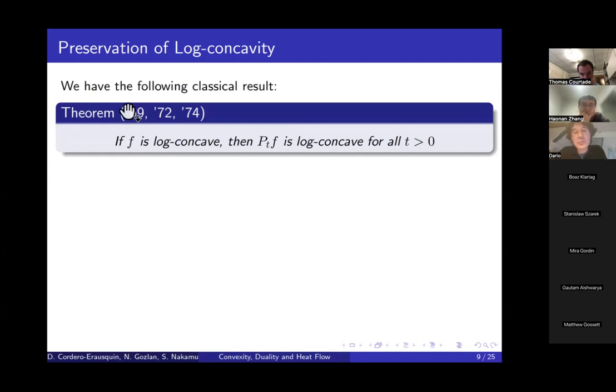Sometimes this is attributed to Prékopa, which is the second date here, because indeed, as we will see, it follows from a general result of Prékopa. And here the third date is a paper by Brascamp and Lieb. Sorry, the date is wrong. I think it's 76. Which also contains this result, but it also contains more information that will prove crucial for us later.